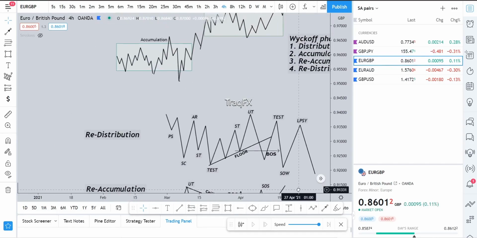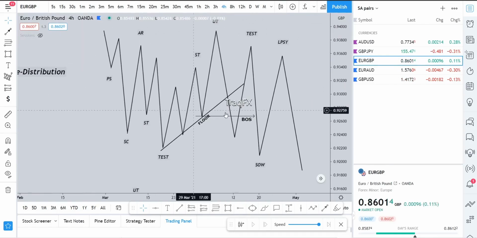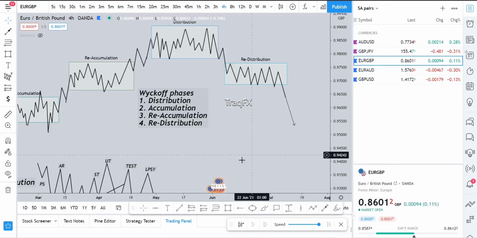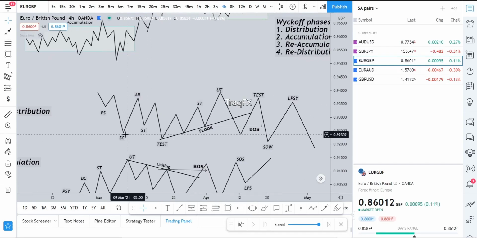So for redistribution, what do we see? Well, as shown on the larger schematic, price will come down and form your preliminary support. Then it will come up, retrace a bit, and expand further down to your selling climax. Price will begin to exhaust at this level, and this is where you will begin to see price rally a bit up, forming your automatic rally.